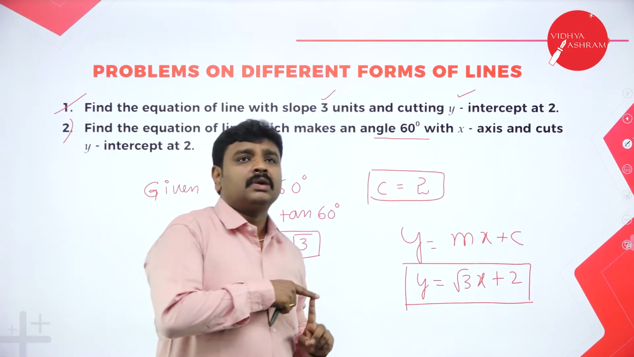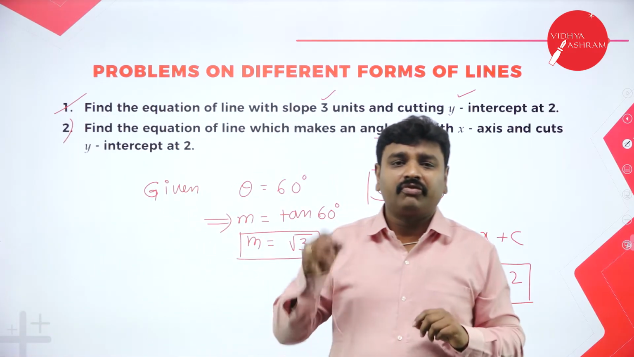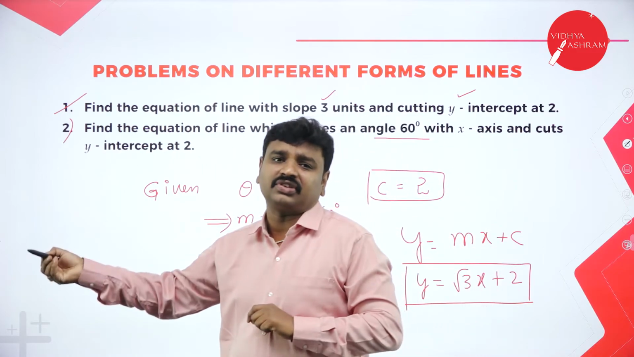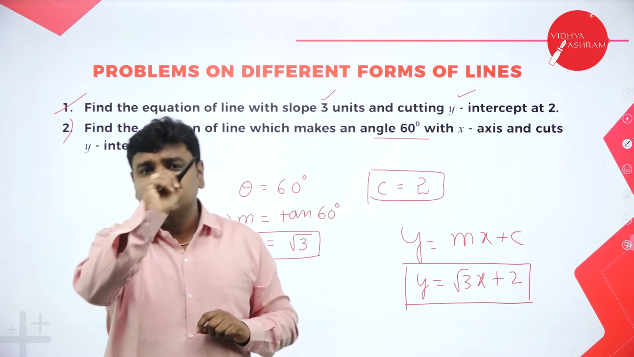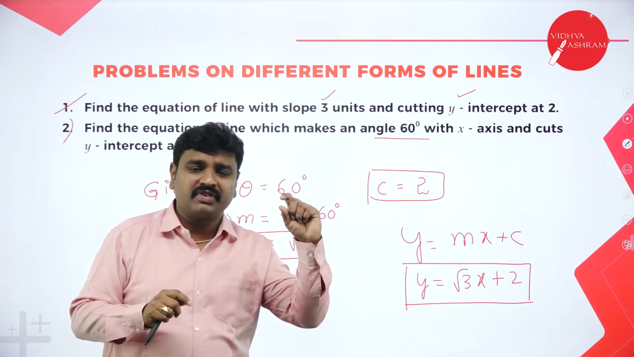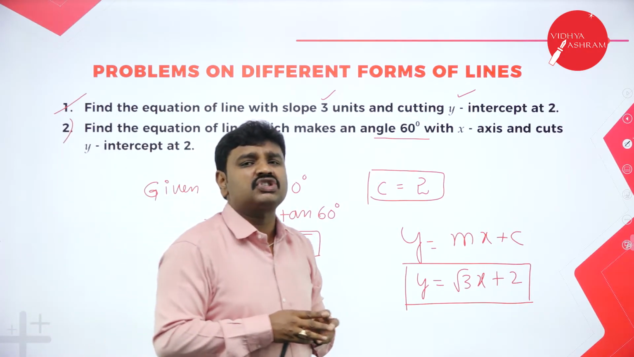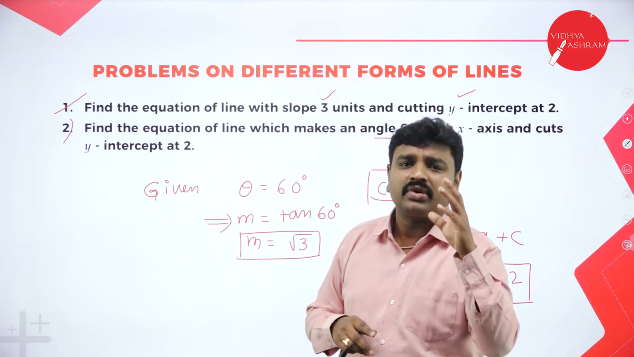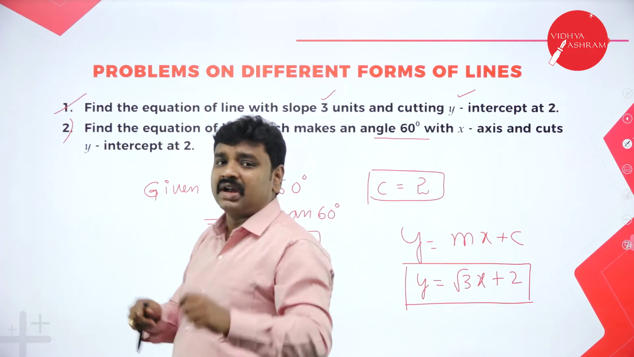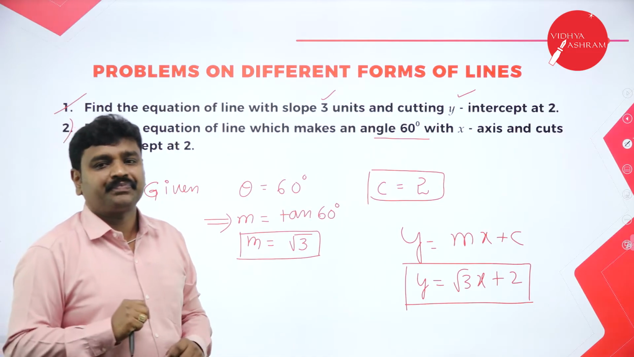What is the first form? Point slope form. What is point slope form of line? Y minus y1 is equal to m into x minus x1, where x1 y1 is a point on the line, m is slope. And the second form is slope intercept form. What is slope intercept form of line? Y is equal to mx plus c. M is the slope and c is the y intercept.